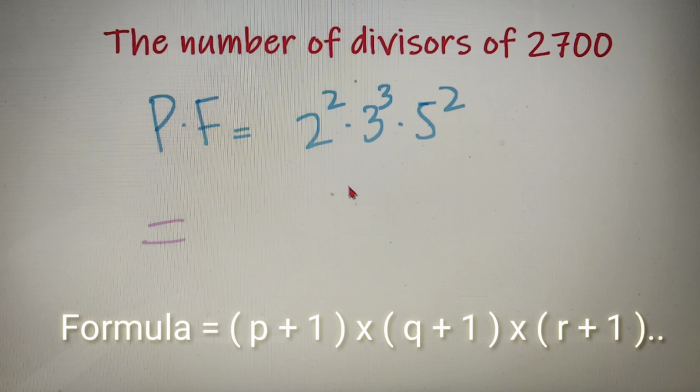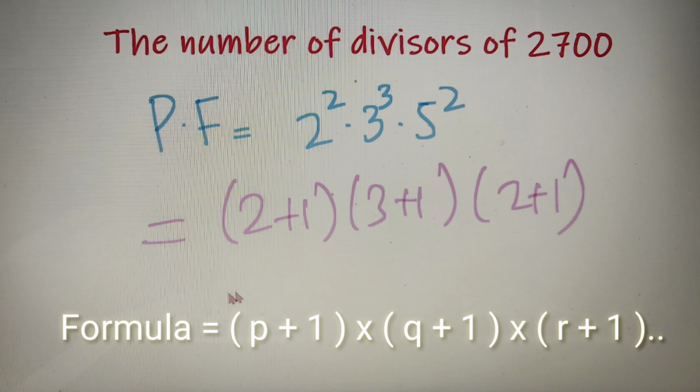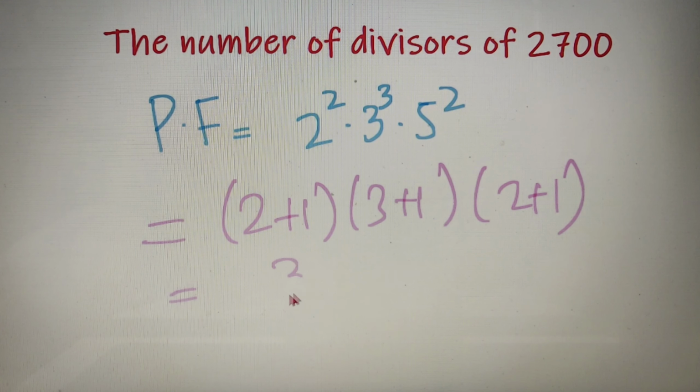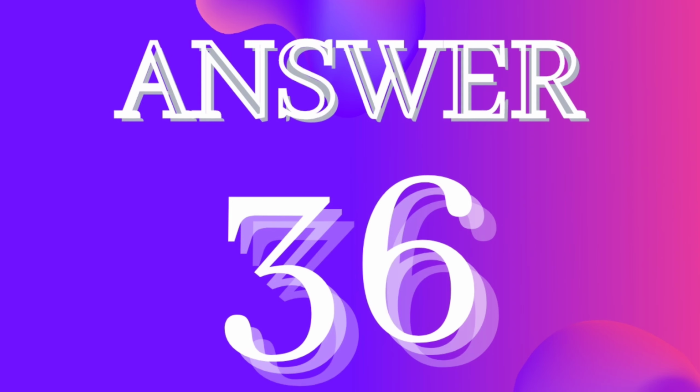So according to the formula, the number of divisors will be (2 plus 1) into (3 plus 1) into (2 plus 1). So we'll have to find out the product of the numbers 3 into 4 into 3, which is equal to 36. So the number of divisors of 2700 is equal to 36.